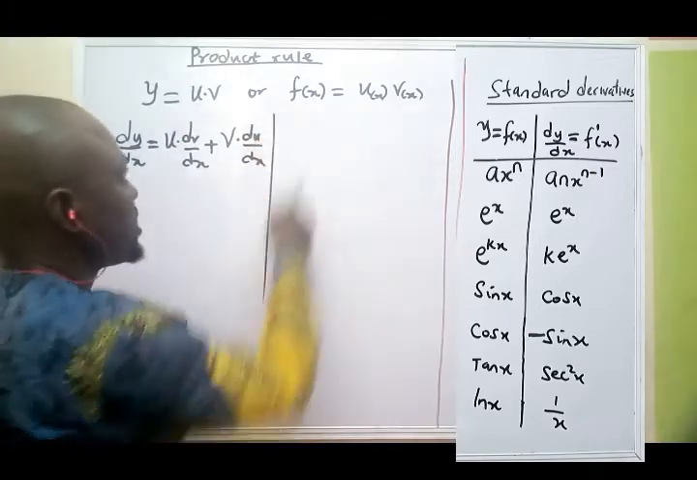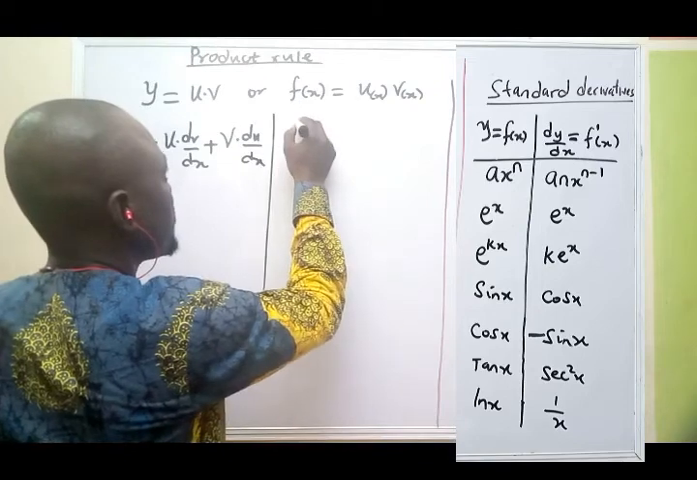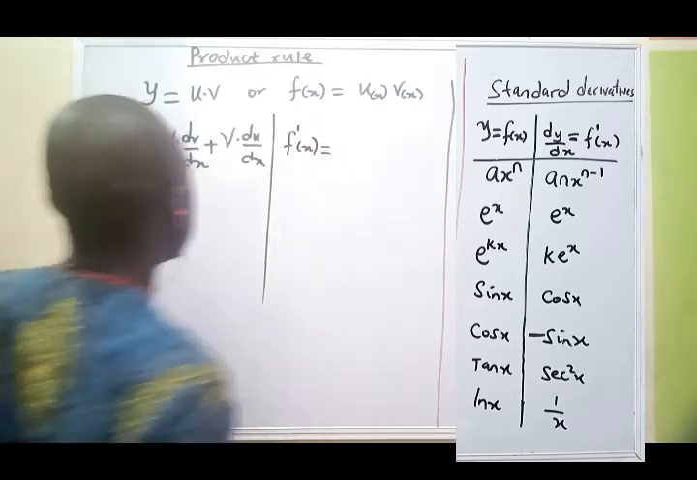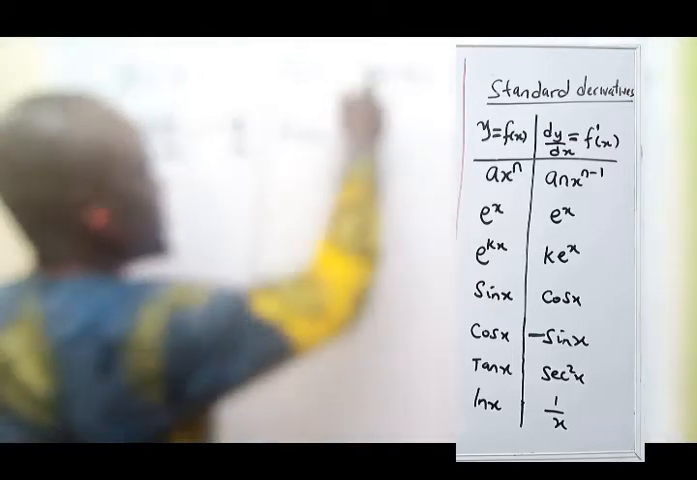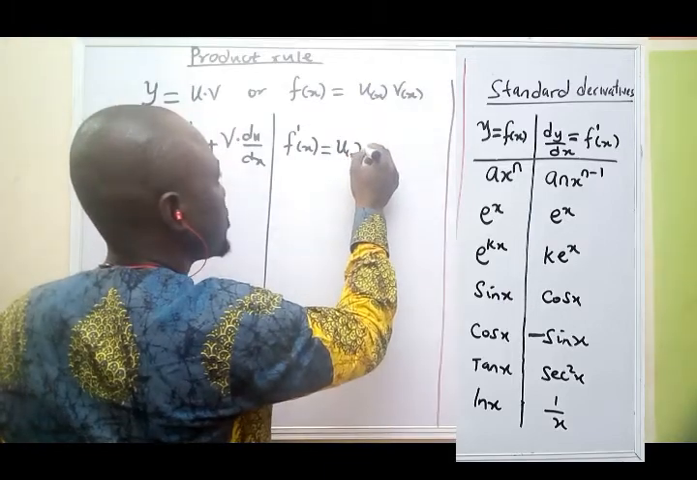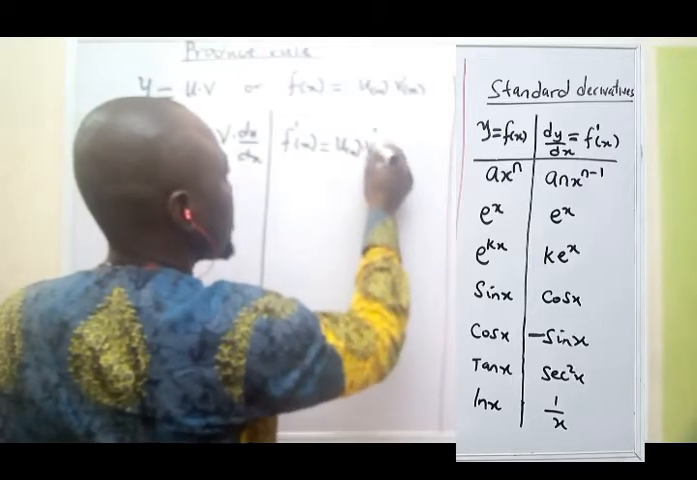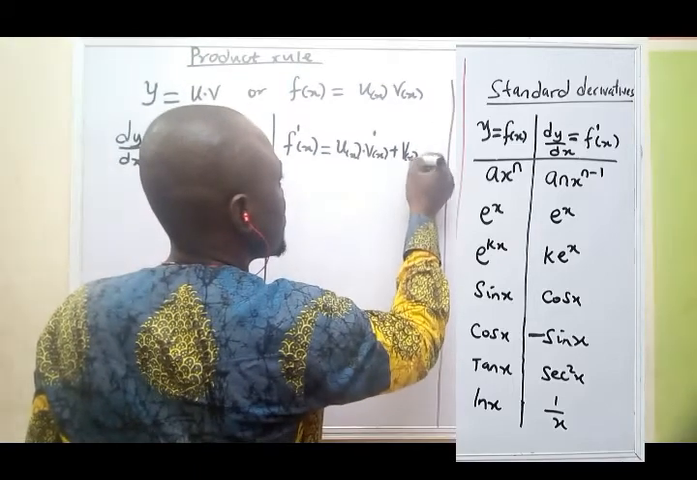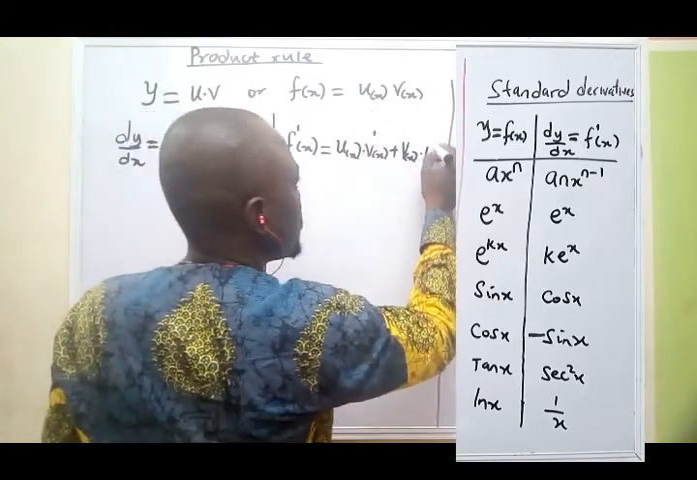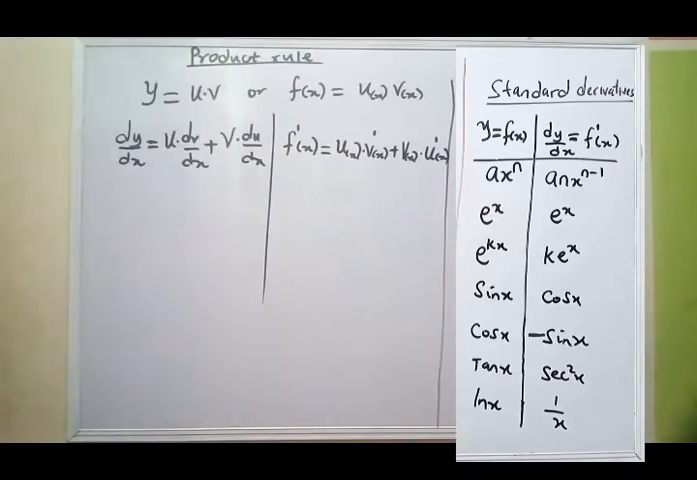Now, if I'm using it in this form, f of x, this will be f prime of x, which is the same thing as dy/dx if I'm comparing. So this is f prime of x equals the function u of x times the derivative of v, which is v prime of x, plus the function v of x times the derivative of u, u prime of x. So whichever way is okay for you to solve problems.